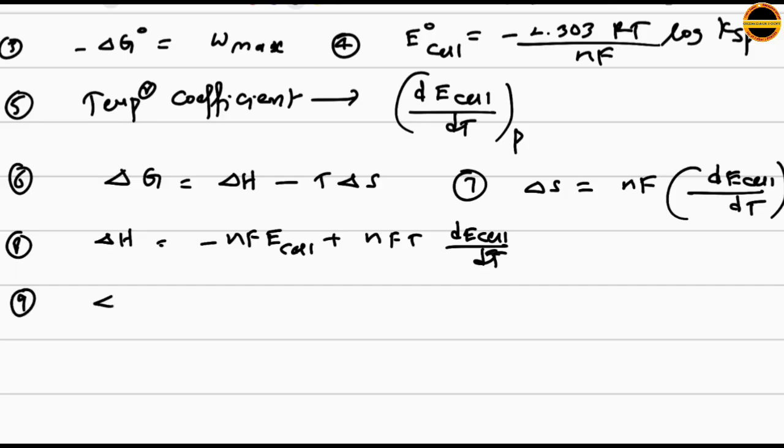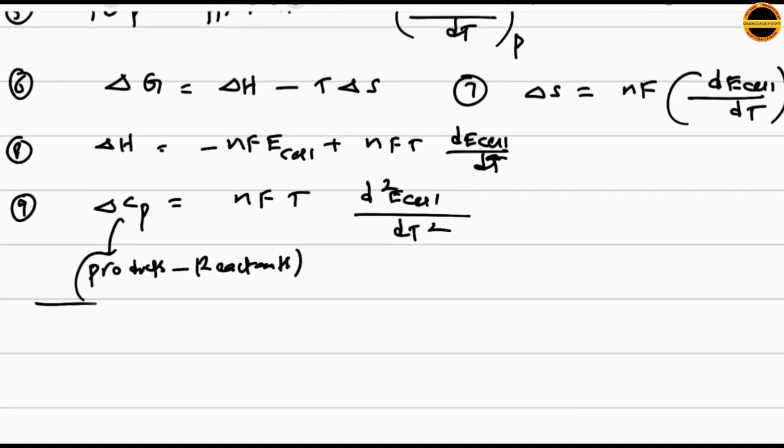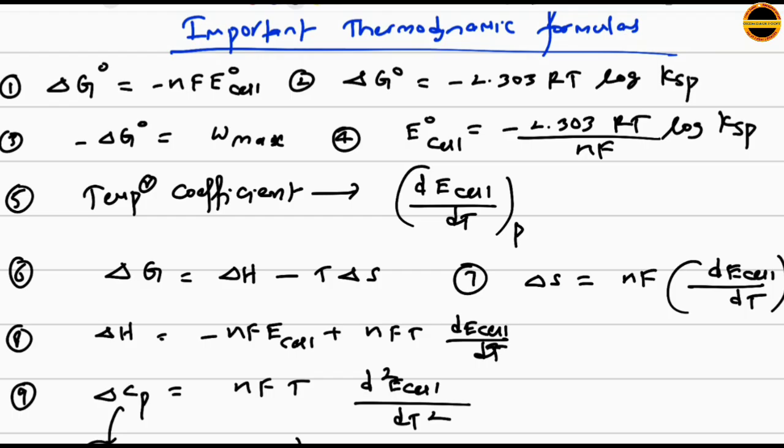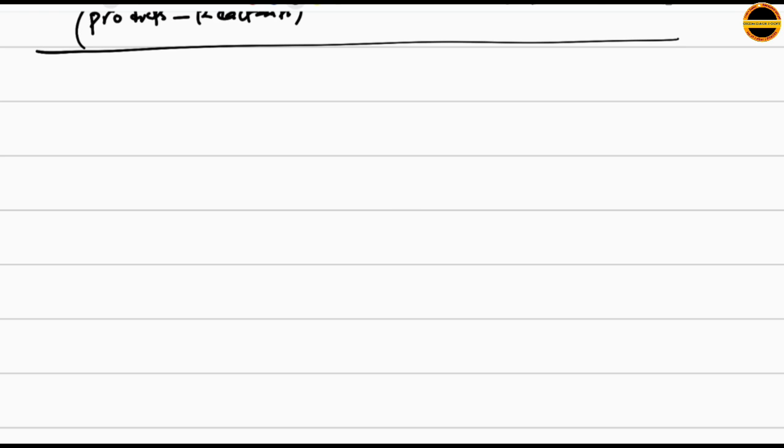Next, after overall derivation, delta Cp is equal to nFT d square E cell by dT square, the double differentiation. What is delta Cp? The molar heat capacity at constant pressure, products minus reactants. So these formulas you have to remember; they are in relation with thermodynamics as well as electrochemistry. Write them down on a paper, and later you can go through the questions related to these formulas.